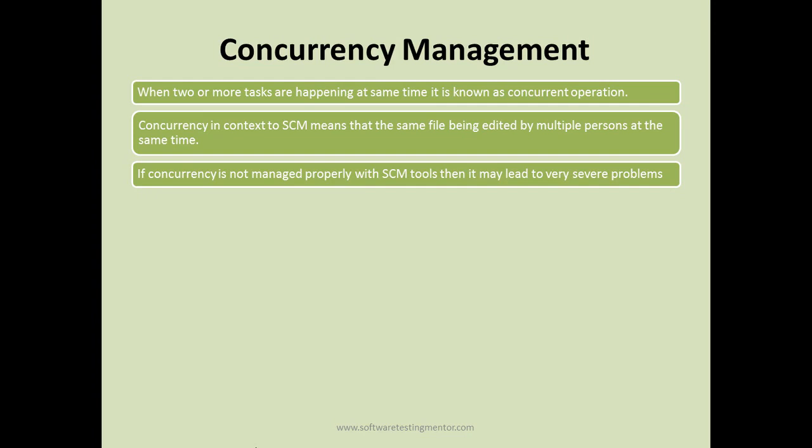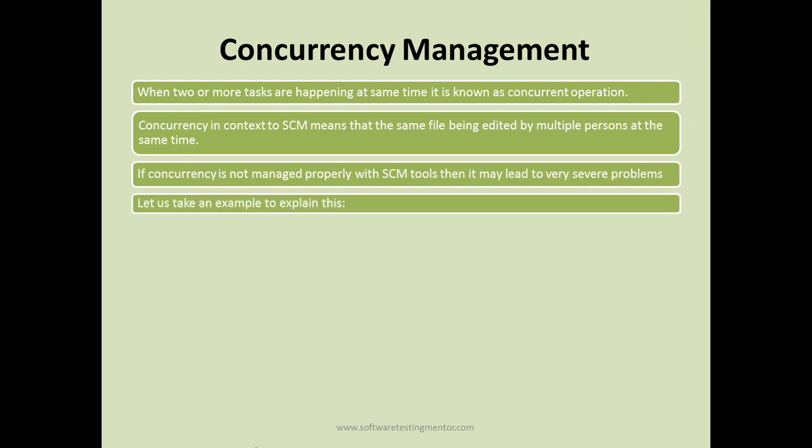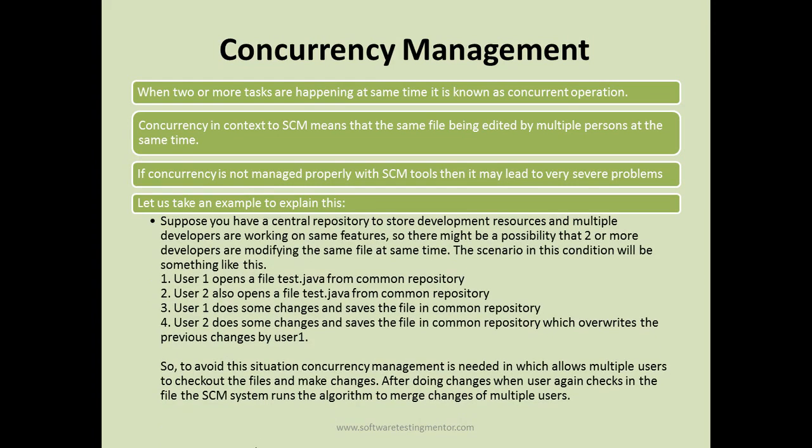How it can lead to severe problems, we'll discuss in a bit. So let's take an example to explain how severe problems may arise if concurrency management is not handled properly. So we'll take an example. Suppose you have a central repository to store development resources and multiple developers are working on the same features.